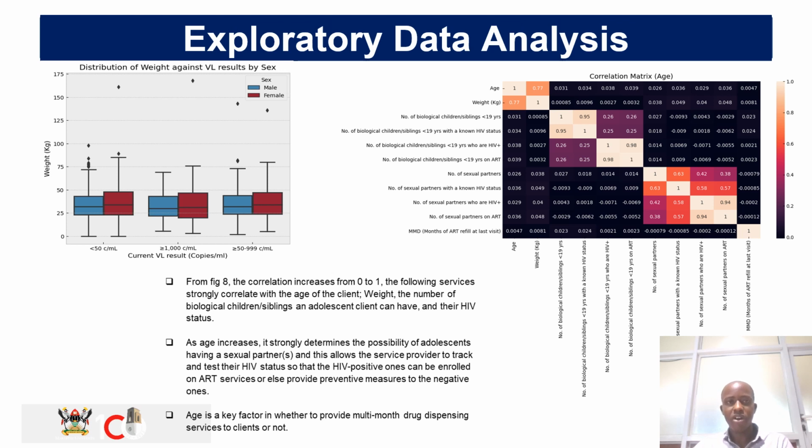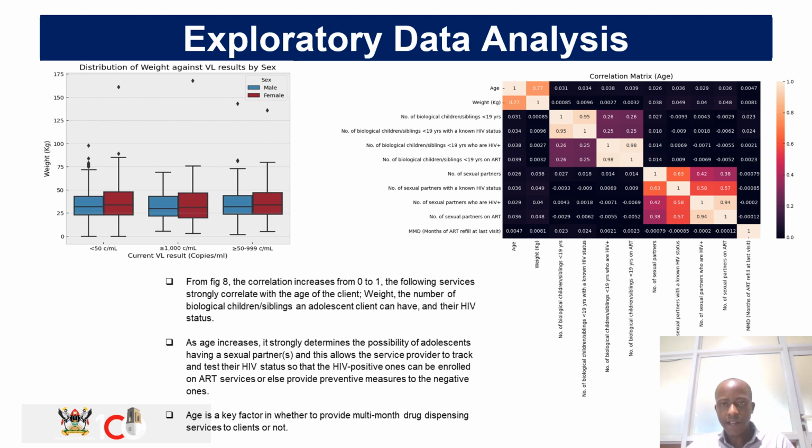Looking at the correlation of these variables, especially the numerical variables, we see that as a client's age increases, meaning the client is shifting from 0 to 9 to 10 to 19, they are more likely to have sexual partners, and therefore biological siblings. If you can trace that, you are able to know their status, if they are enrolled on ART. If not, then they have to be put onto treatment.